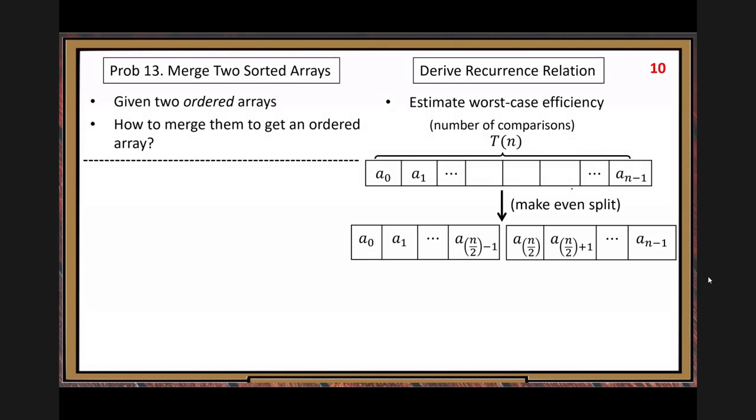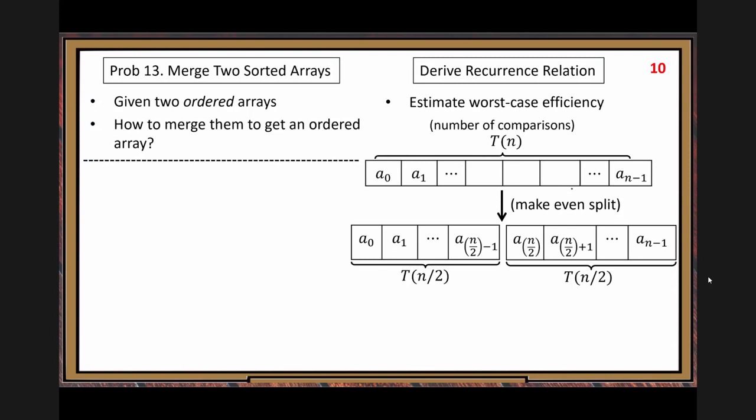All right, conquer. When we conquer each subarray, here there are two subarrays, we apply that T function on these two subarrays. The number of comparisons, here we estimate, should be T of n over 2 for each.